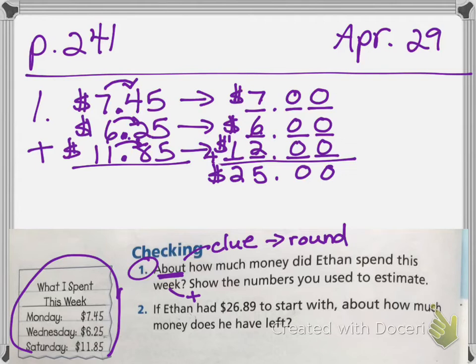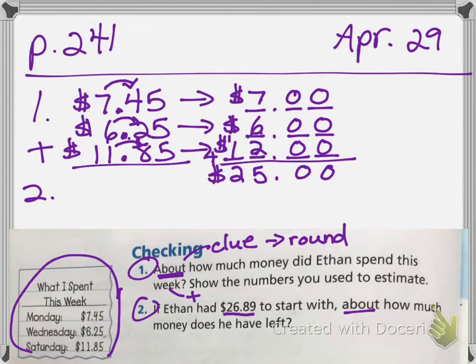Okay, so if we were doing this in class, I would come around and mark it right or wrong, and I would be checking for your dollar sign and your decimal. Okay, number 2. If Ethan had $26.89 to start with, about how much money does he have left? Remember, he was spending money, so he got rid of it.